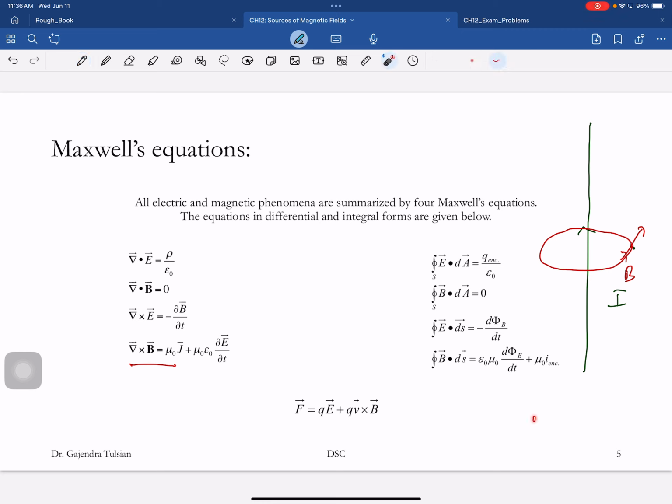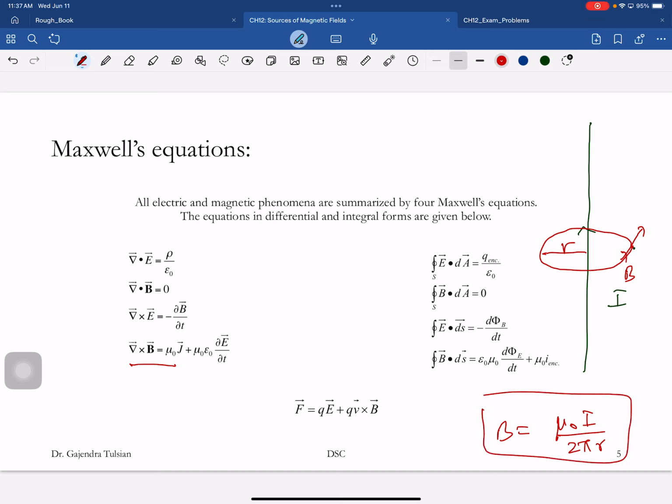And the magnetic field is mu naught I over 2 pi r, where r is this distance. That's what's going on. That's what this chapter is about: currents producing magnetic fields, and we'll give you some configurations where we can give you a formula for the magnetic field. This is the easiest case.